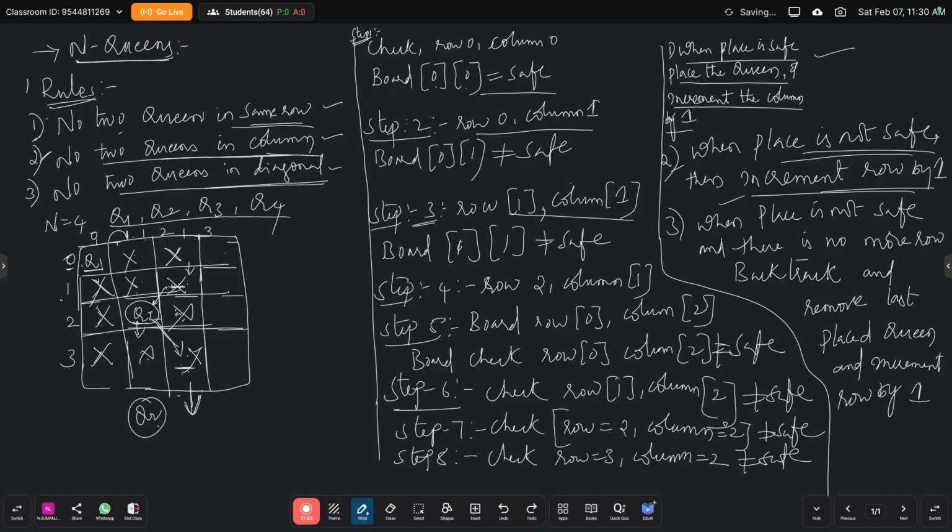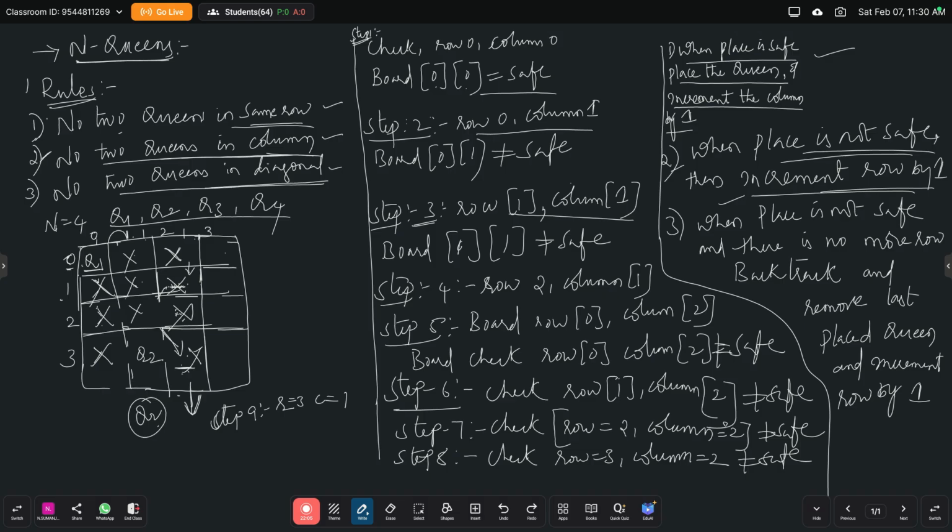Now we are at this place. Step 9: check row equals 3 and column equals 1. Is that safe? Yes, this is safe. If you place a queen here, there is no diagonal, no same row, and no same column. So we can place the queen here. I'll show you: remove the queen and place the queen here.